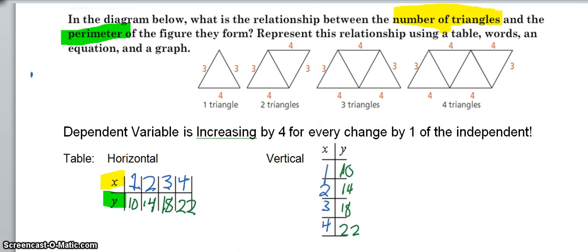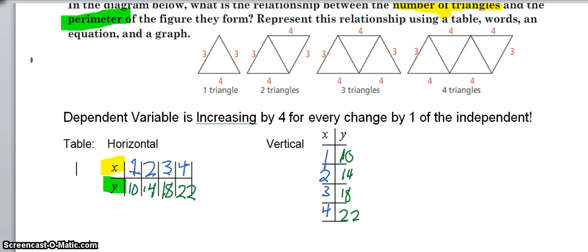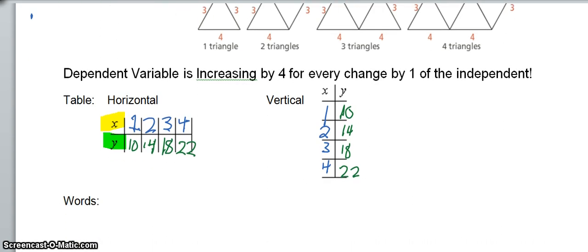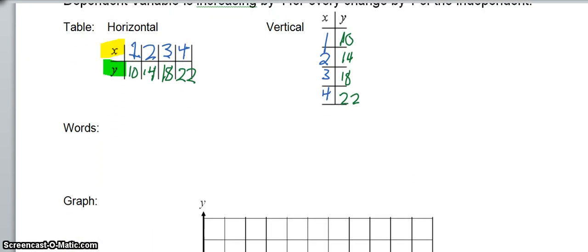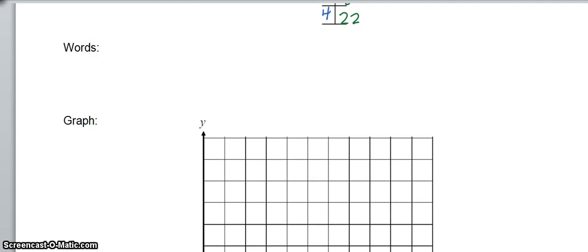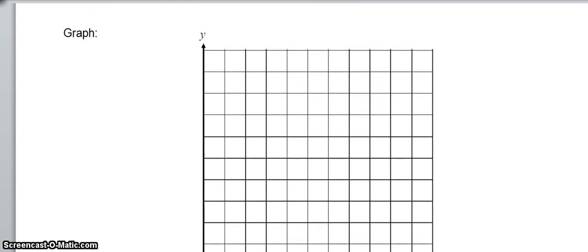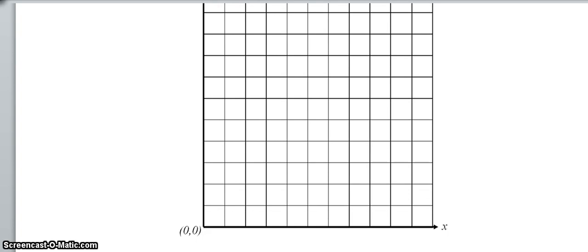And then if we fill out the table vertically, it is the same. 1, 2, 3, 4 for my triangles, and 10, 14, 18, 22. And I went ahead and wrote the words up top there. So then if we graph this, let's use your table to make the graph. So we've got a very tall graph here because we are taller than we are with the x variable.